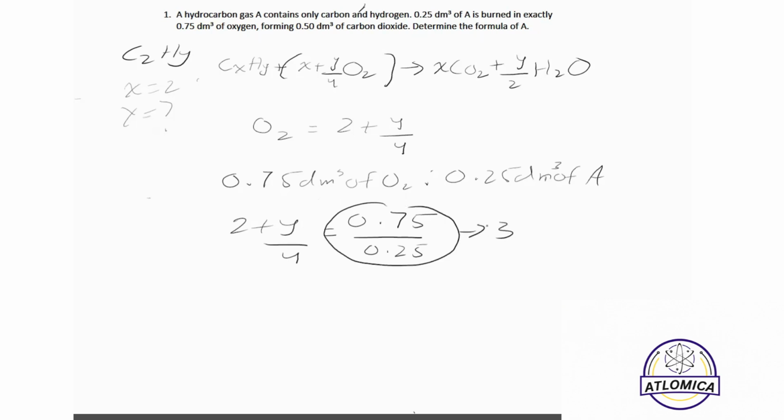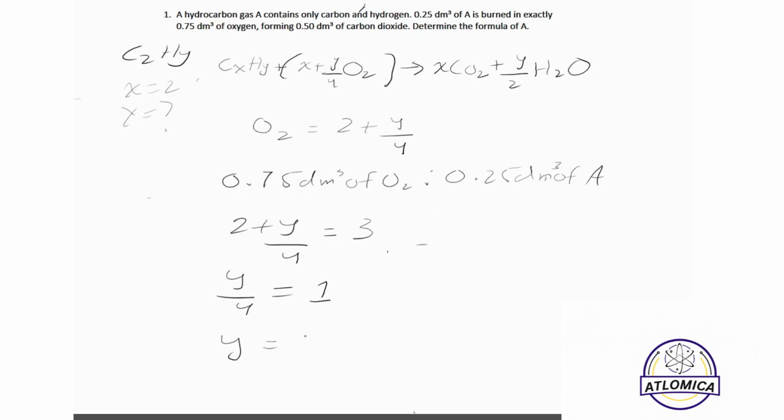So let me rewrite and make this equation even simpler. 2 plus y over 4 is equal to 3. That means if we simplify it, y over 4 equals 1. And then y is equal to 4. So the formula is now CxHy, or C2H4. Hope this video is helpful for you.